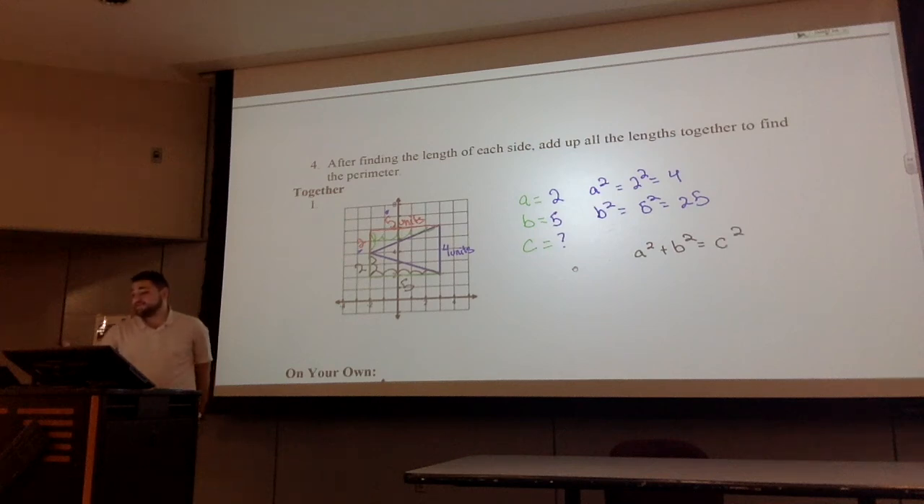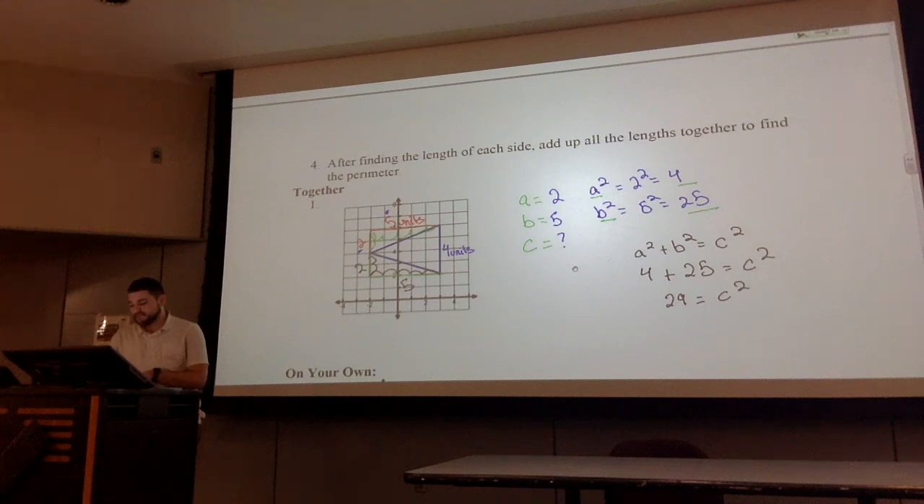And then I'm going to substitute the value of A squared in, which is 4. So we have 4 plus the value of B squared, which is 25, equals C squared. Then we take 4 plus 25, which gives us 29, equals C squared. And our last step is to take the square root of both sides again. And then 5.4 equals C.